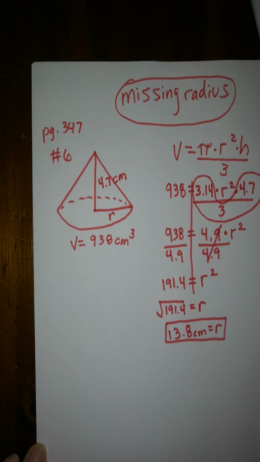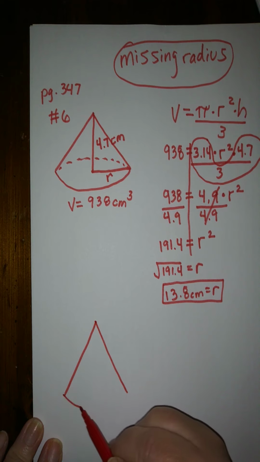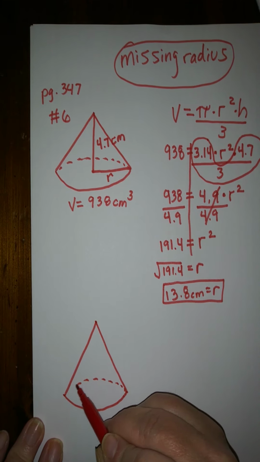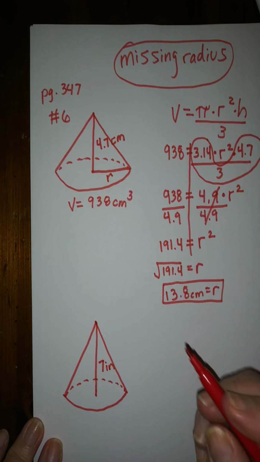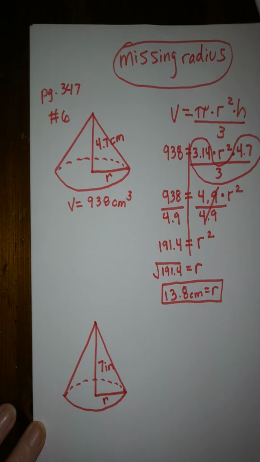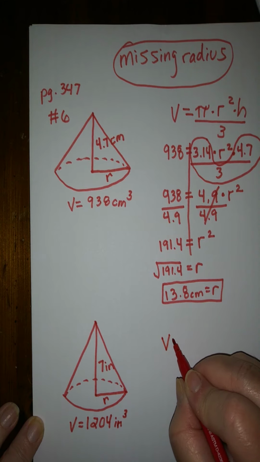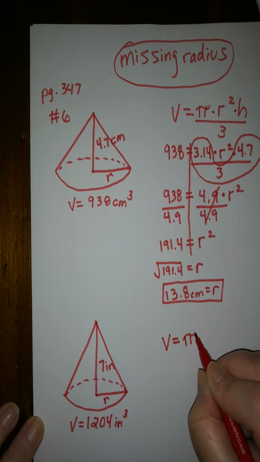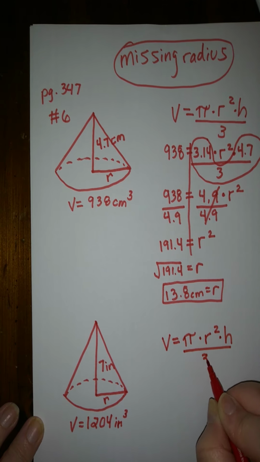To undo that, you take square root. All right, so let me give you one to do on your own. Okay, draw another cone. You'll get really good at drawing these cones. Okay, there's our cone. Height is 7 inches. Radius is unknown, so we're just going to call it r. The volume is 1,204 inches cubed. Okay, so once again, same formula. V equals pi times r squared times h divided by 3.